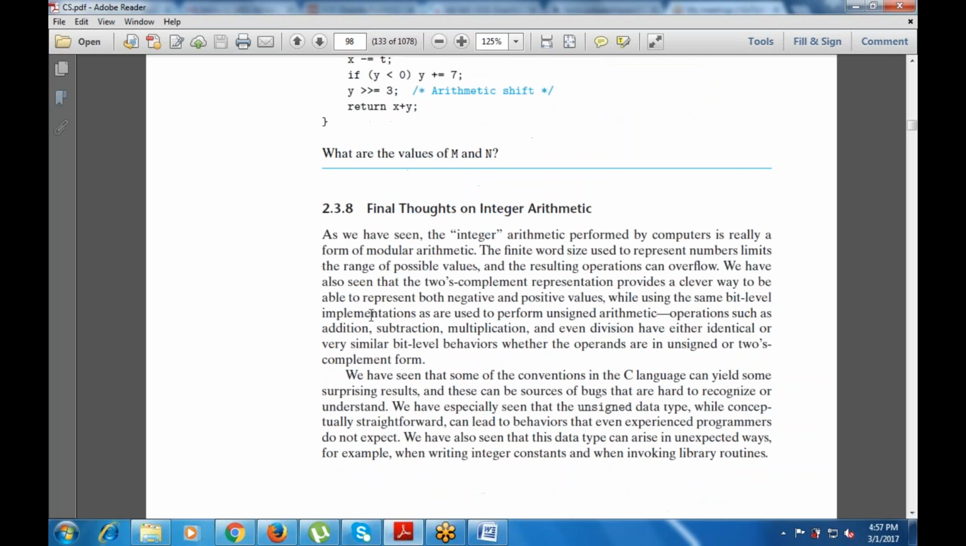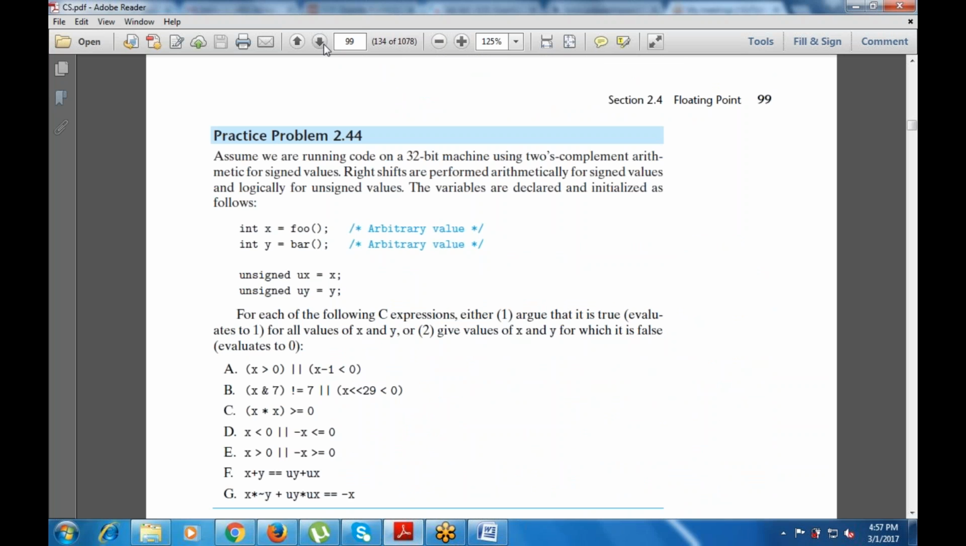Then the final thoughts on integer arithmetic, that is used with foo and bar. This is x equals foo, y equals bar.